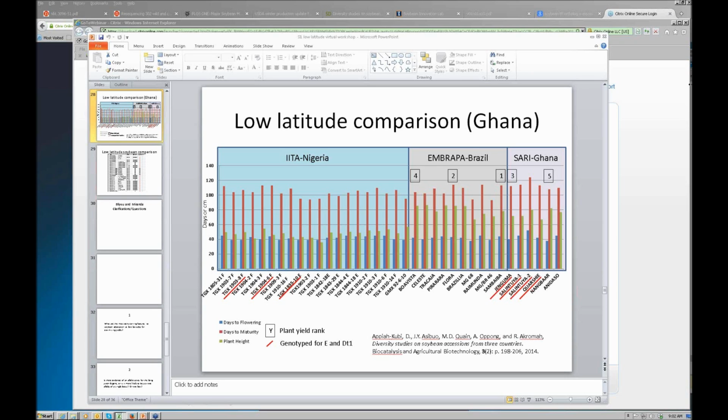Okay, I'm looking back at the data from the paper with the 36 lines, and I see branches, pods, seeds, mean 100 seed weight, biomass, lodging, nodule, height. No, I do not see node number.